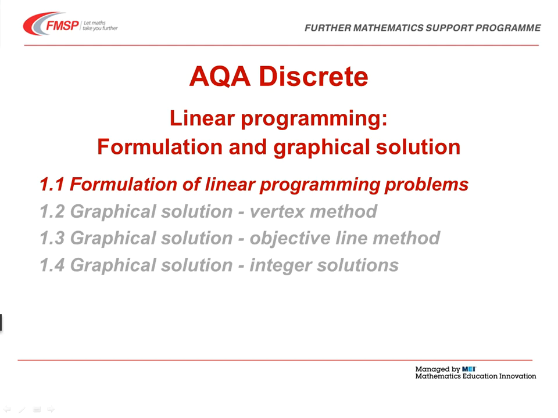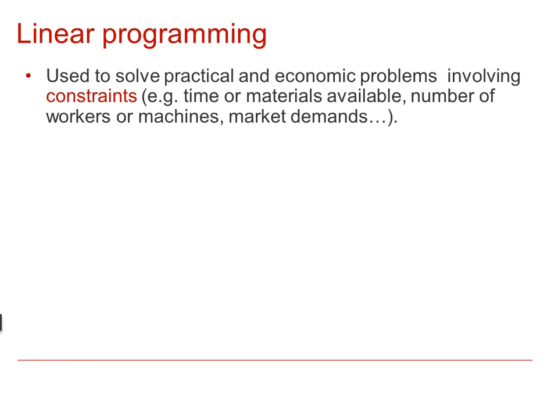Now, by a linear programming problem, we're talking about some practical problem which has constraints. Quite often these are going to be to do with economics or maybe to do with production planning, and our constraints may be to do with time or raw materials or number of machines, etc., that are available.